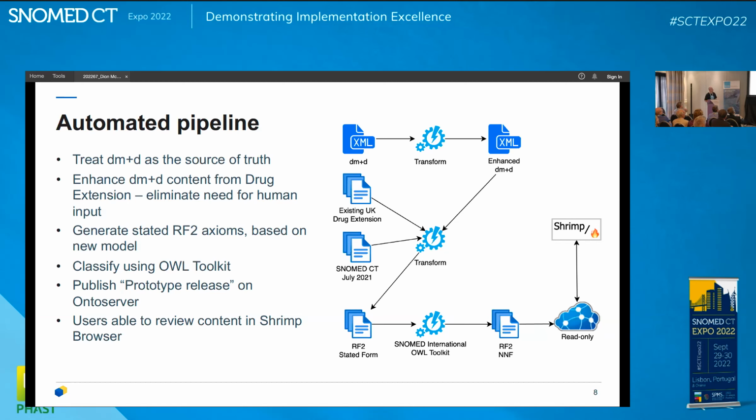And we used the July 2021 edition because that was what lined up with the drug extension and dm+d at the time. We generated R2 stated forms, OWL axioms, and ran that through SNOMED International's toolkit, producing an R2 NNF that we could then load into Ontoserver. You could browse it from Shrimp and use ECL against it, that kind of thing, to see what the effect was and how it worked.